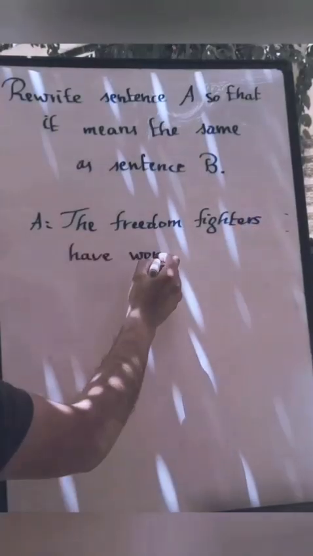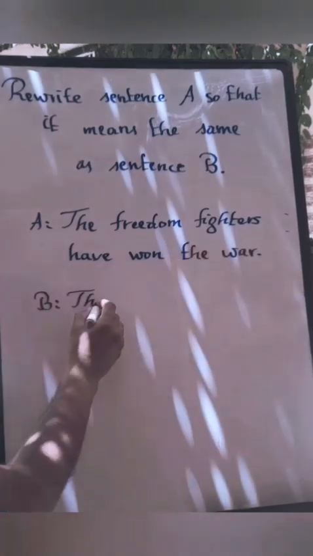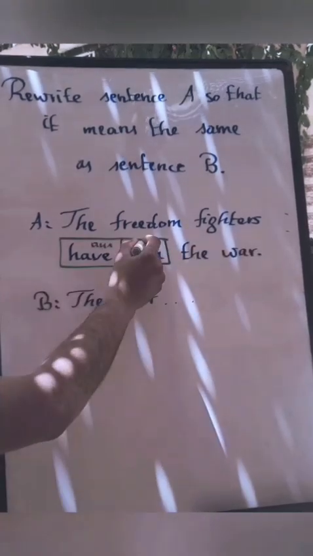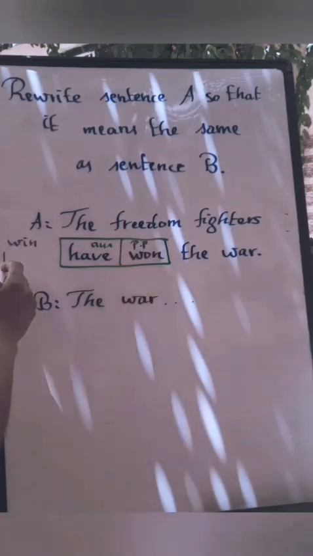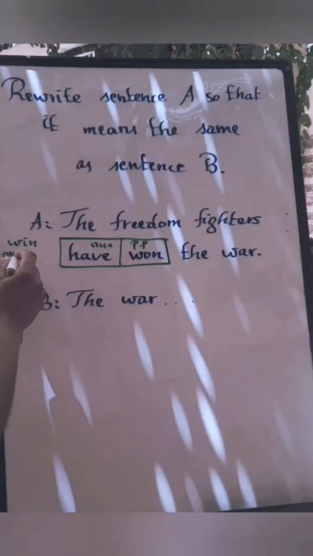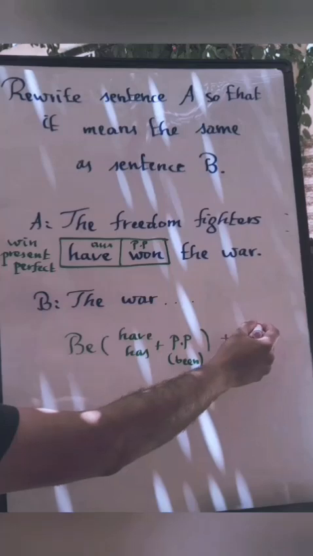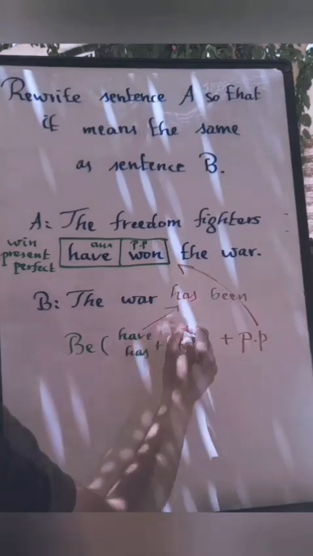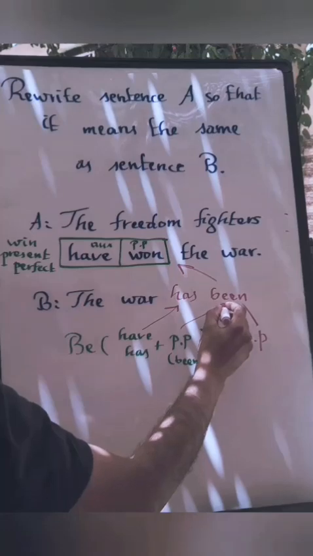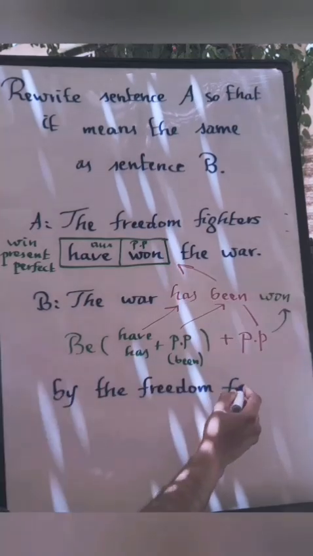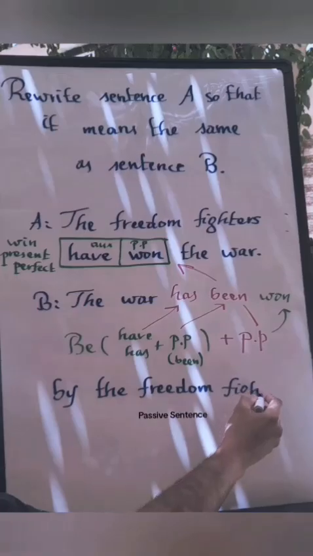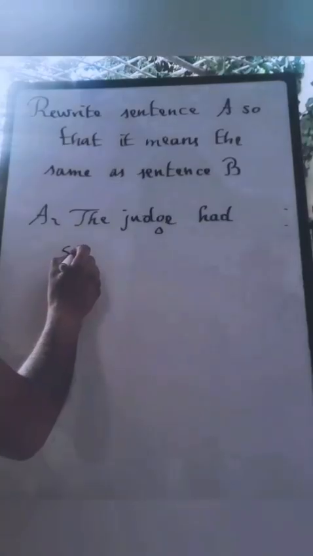The freedom fighters have won the war. Sentence B begins with the war. Have won here is our verb, which is in the present perfect. We do the same to the verb to be, which is either have or has, plus the past participle of be, which is been, plus the past participle of the verb to win, which is won. The war has been won by the freedom fighters.